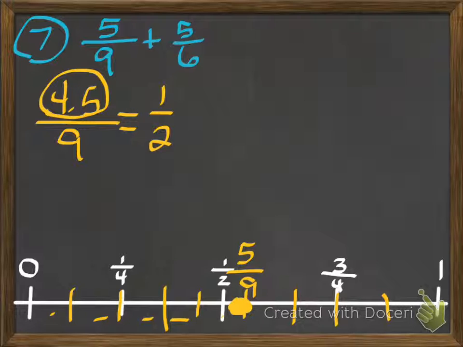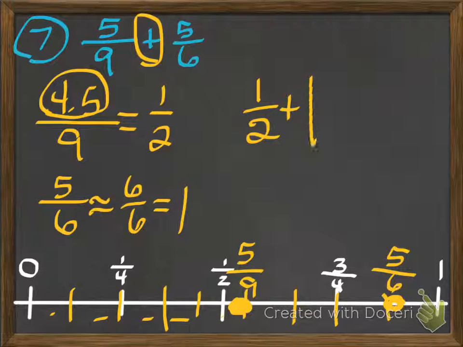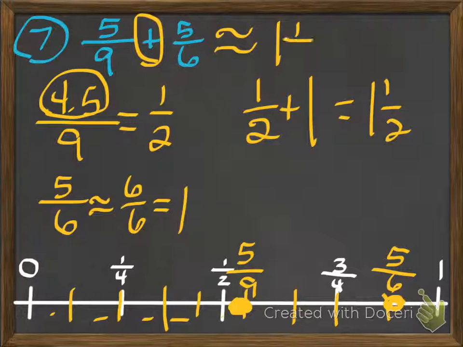And then we're going to add 5/6 to it. So 5/6 is really close to 6/6. I know 6/6 equals 1. So 5/6 is going to be really close to 1. So I'm going to put it right there. And now I'm just going to add them together because my operation is addition. So I've got 1/2 plus 1. That equals 1.5. Okay, so now my fractions, 5/9 plus 5/6, is close to 1.5.